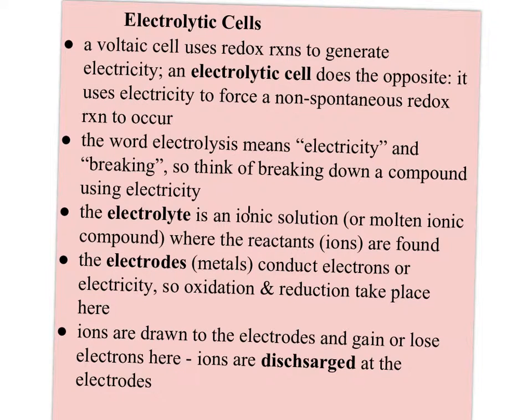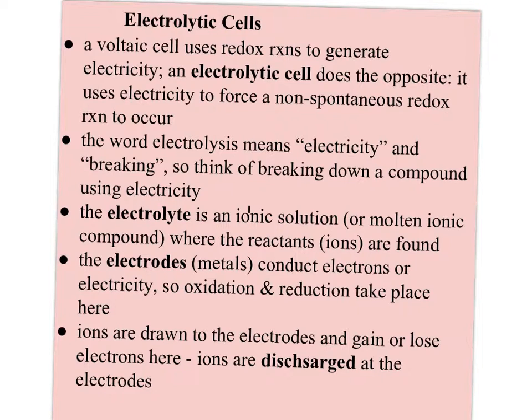So the other electrochemical cell is called an electrolytic cell, and it uses electricity to do the opposite of a voltaic cell. Remember, a voltaic cell uses the spontaneous energy released by a redox reaction to generate electricity, but an electrolytic cell uses electricity to force a non-spontaneous redox reaction to occur. Being non-spontaneous, it's a good bet that it's endothermic, which is why the electricity is needed.